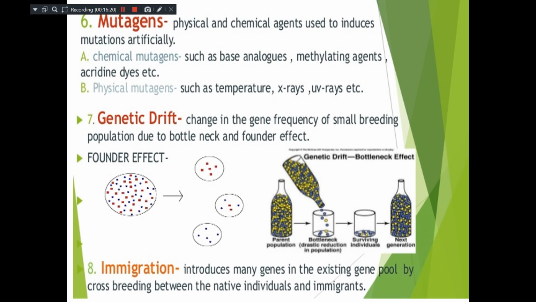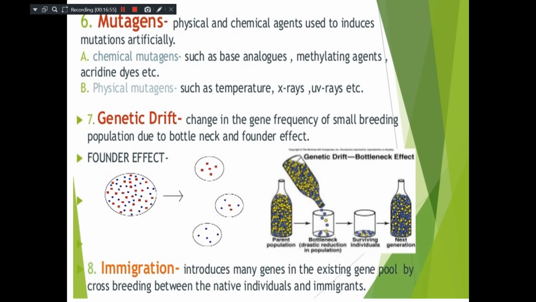Then mutagens. There are some physical and chemical agents which are responsible for mutation, both point mutation as well as chromosomal mutation. Chemical mutagens such as base analogs, methylating agents, acridine dyes, etc. Or sometimes physical mutagens like temperature, X-rays, ultraviolet rays, they bring variation.